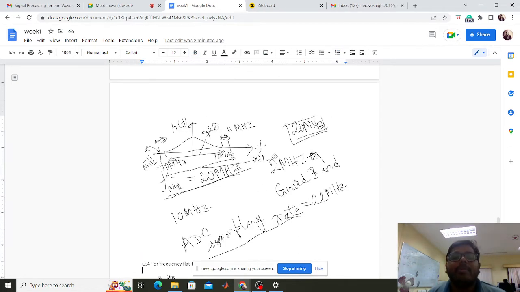The previous question was about ISI also. We cannot comment anything about ISI from this frequency spectrum, right? Aliasing is happening here, but aliasing does not guarantee anything about ISI.